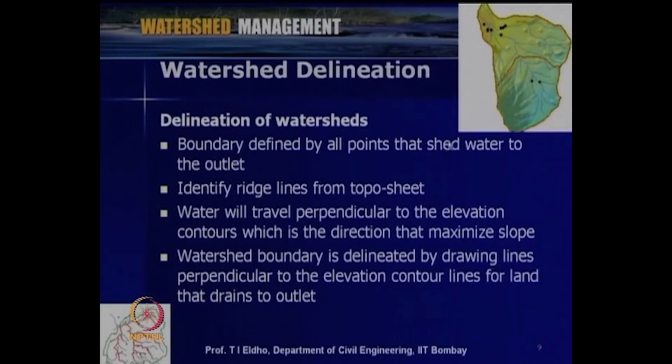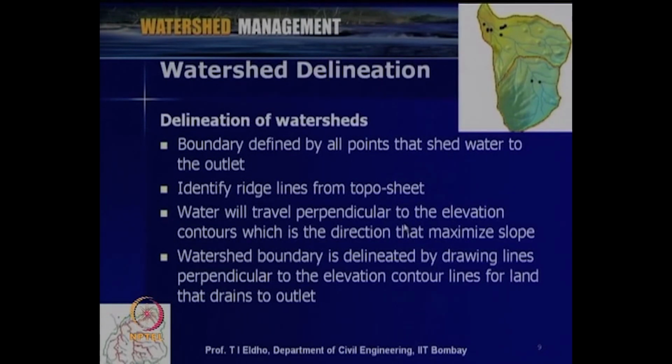So, we can identify the ridge lines from the topo sheet, and then water will travel perpendicular to the elevation contours, which is the direction that maximizes slope. Especially while doing the manual delineation, we follow the procedure that the water will travel perpendicular to the elevation contours. Then the watershed boundary is delineated by drawing lines perpendicular to the elevation contour lines for land that drains to the outlet. So, this is the way we can delineate a watershed using the manual procedure.